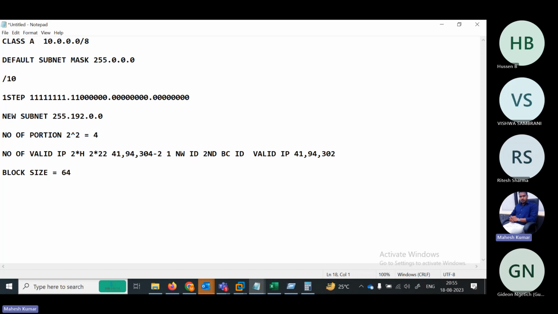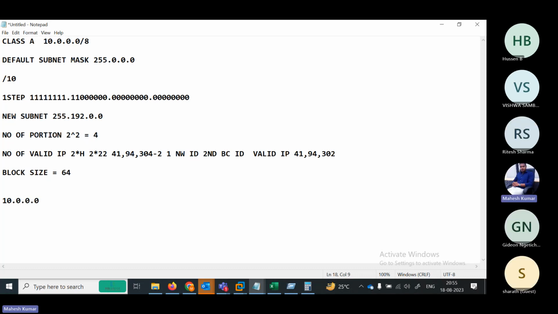So what is our base IP? 10.0.0.0, correct? So plus 64, 64.0, because we are using the second octet. Again we need to do .0.0.